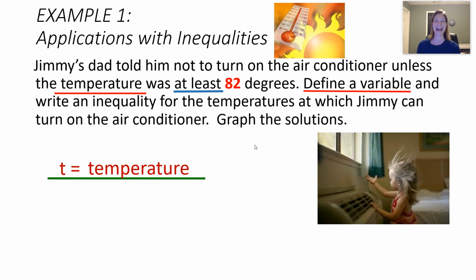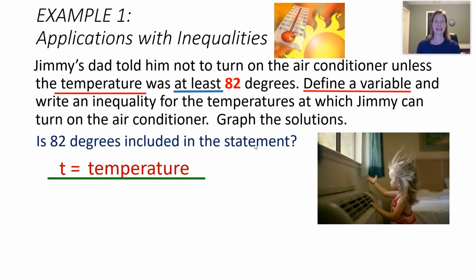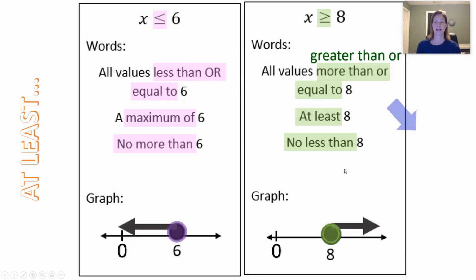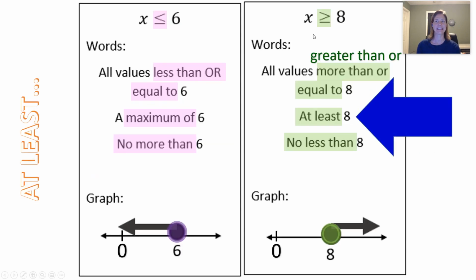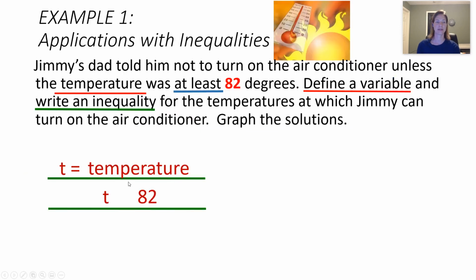The keyword at least. So if we think about, is 82 degrees included in that? At least 82 degrees. Well, if it's 82 degrees, then that is the bare minimum. And then the dad said if it's hotter than that, the air conditioner can be turned on. Here's also a reminder, at least is greater than or equal to the value. So the temperature has to be greater than 82 or equal to 82. So that would be our inequality.